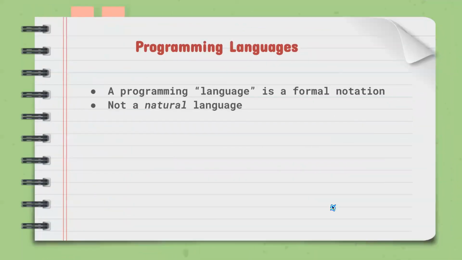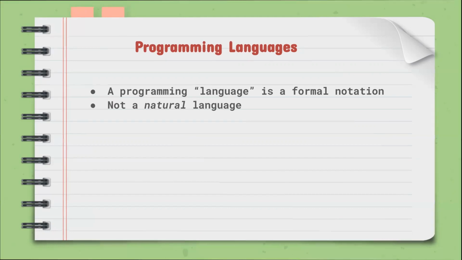So a programming language is a formal notation, and it's definitely not a natural language. So like pseudocode would not be considered a programming language. Like Python, Linux, C, C++, these are all programming languages that we use on a daily basis.